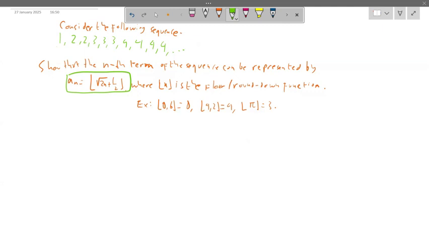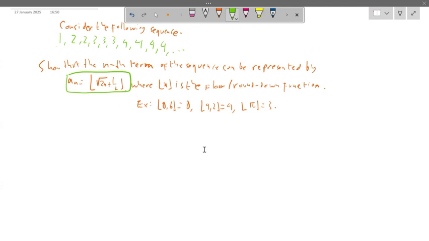So I'm going to give you a bit of a chance to do this question on your own. You can pause it, and then once you're ready, you can unpause it to see the solution.